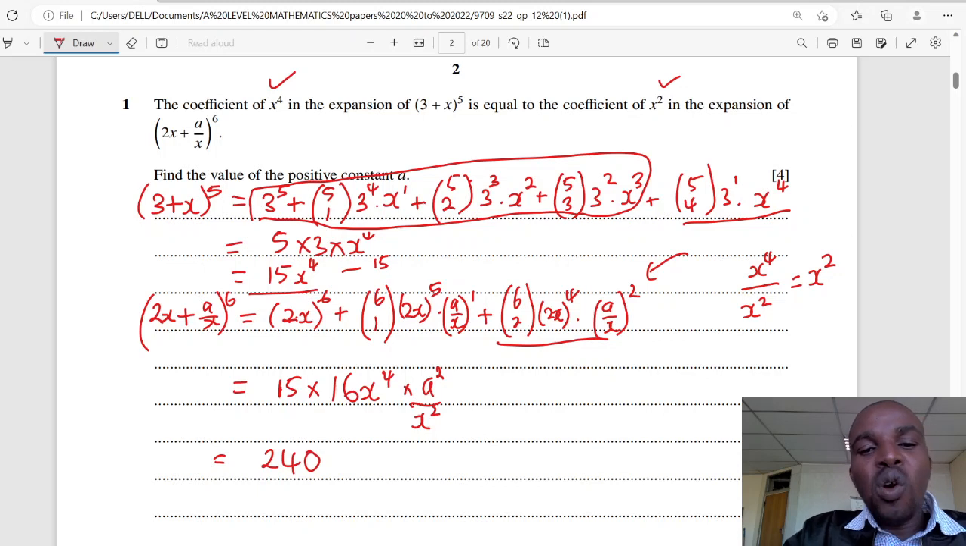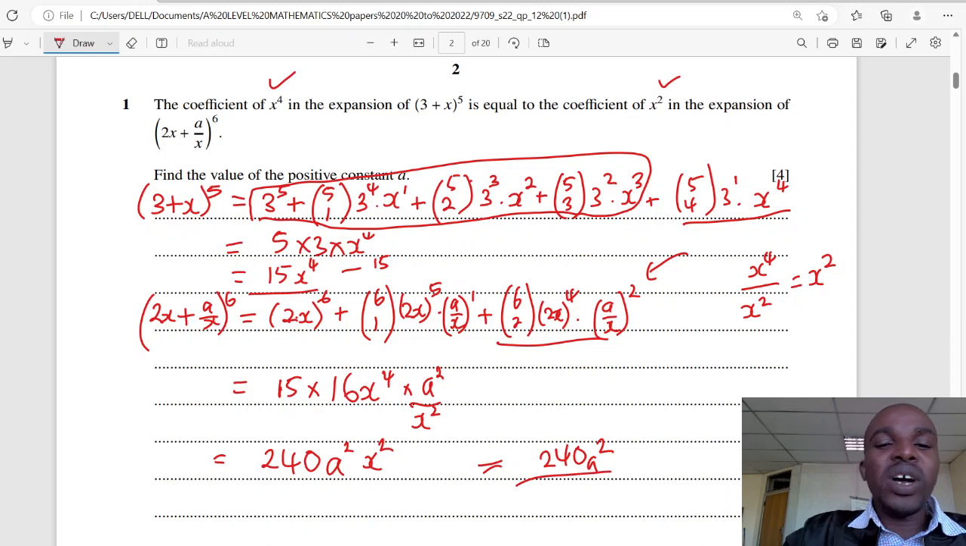Then x to the power 4 over x squared is x squared. Then it will be a squared, then x squared. So the coefficient here is 240 a squared. So this is the one that you want. Now let's equate the coefficients.